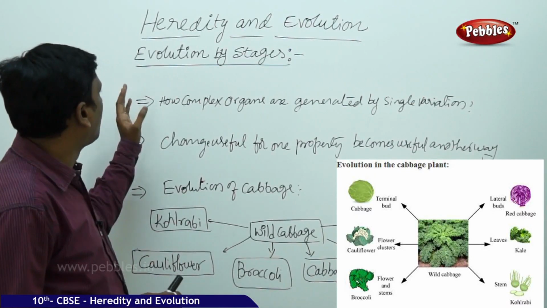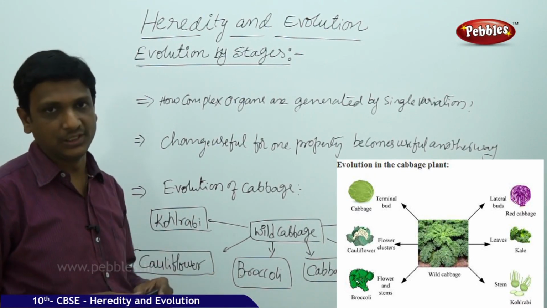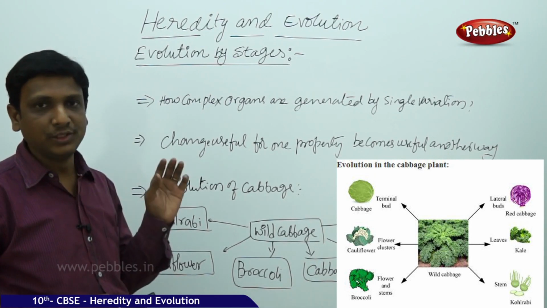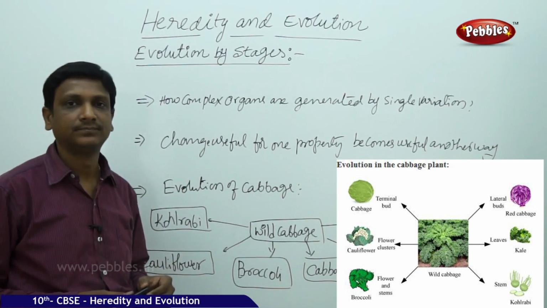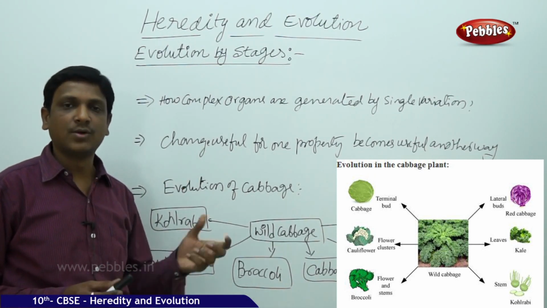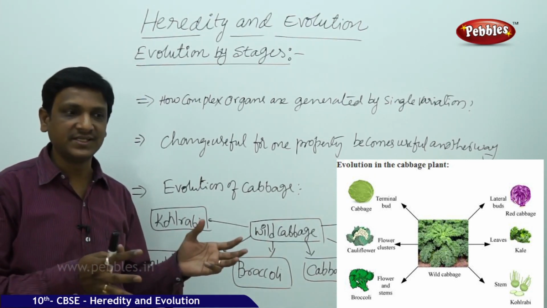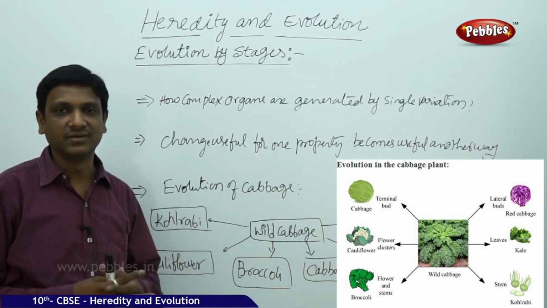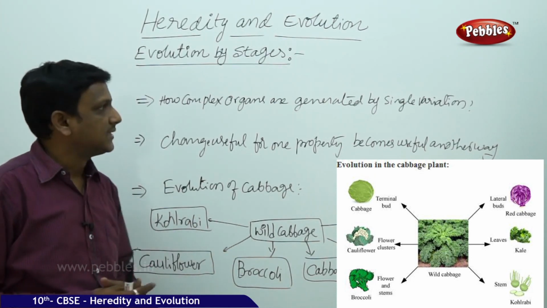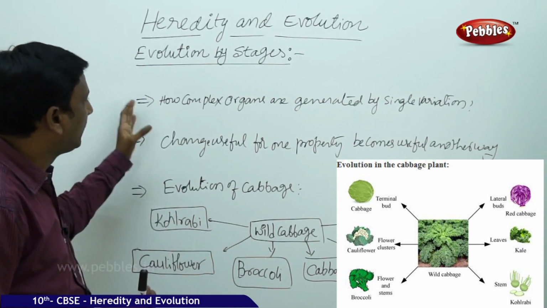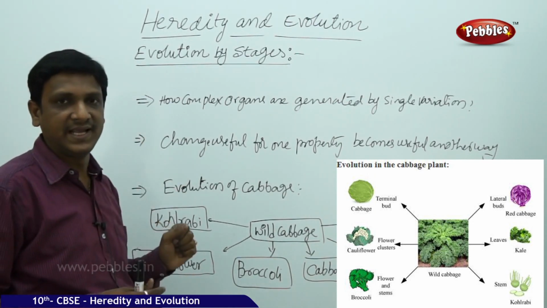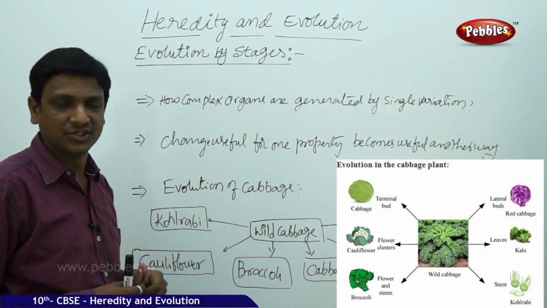So here we understood how the evolution takes place and how to study the evolution. Now let us see the evolution. It takes place in stages. It is not a single step process. The drastic changes are not seen in just a single generation. Say, how can complex changes take place with a single variation?